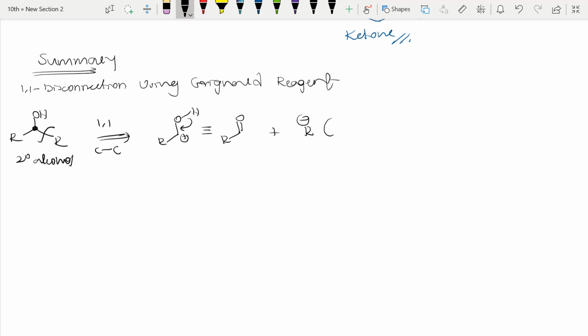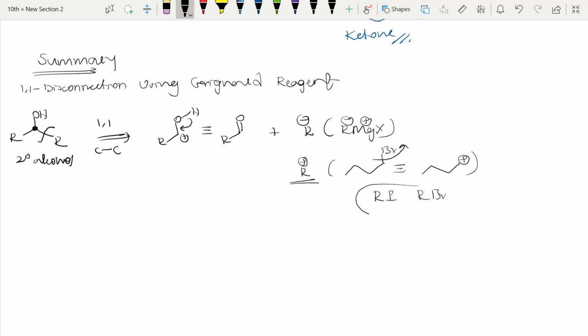This R minus is nothing but we will get this from Grignard reagent, because RMgX means R will be having negative charge, MgX will be having positive charge. So R negative means Grignard reagent. In some cases which we studied in previous videos, we used to get R plus. For example, if chlorine or bromine is there right here, if it leaves the system, we will get carbon getting positive charge. So R plus we will get only in presence of RI, RBr. In case of Grignard reagent, we will get R minus. These things you need to remember.